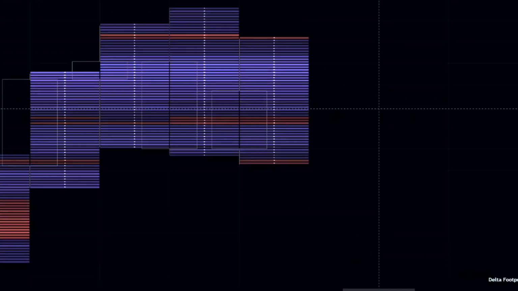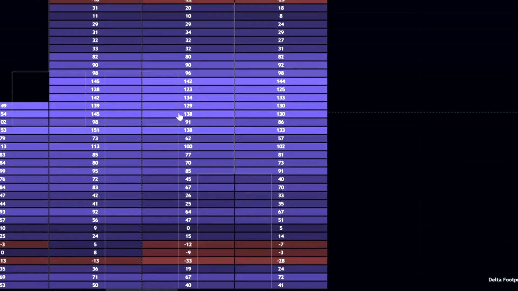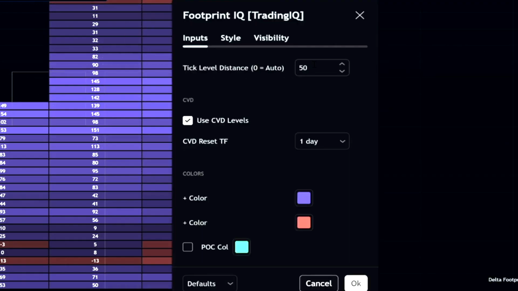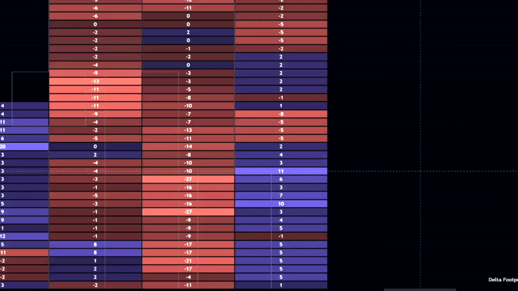If you look at the latest candlesticks, the boxes are packed tighter, meaning we've got closer tick levels and more precise volume delta values across the smaller price moves. All I did was manually set the tick level distance to get this level of detail and accuracy. And of course, you can use this feature without CVD levels. So now we're looking at delta per 50 ticks across all candlesticks.